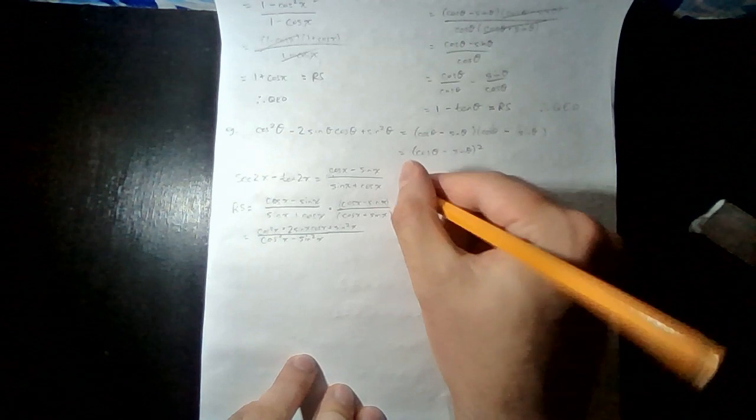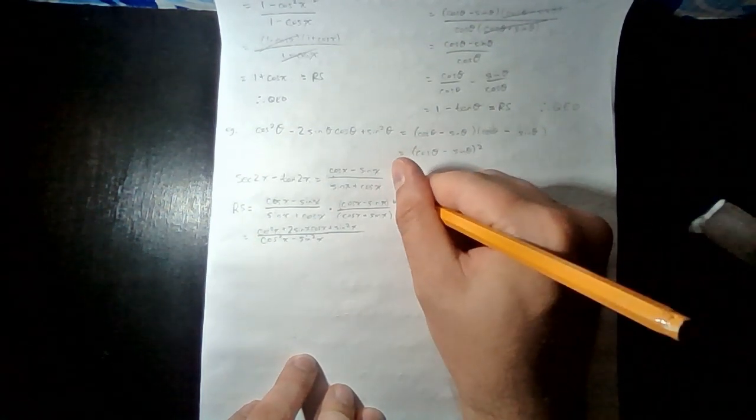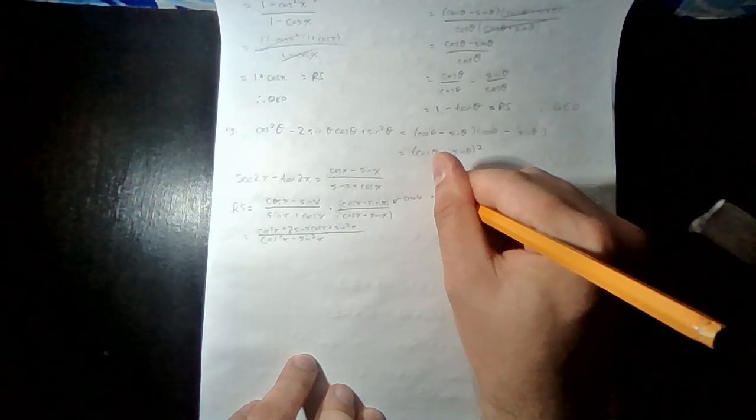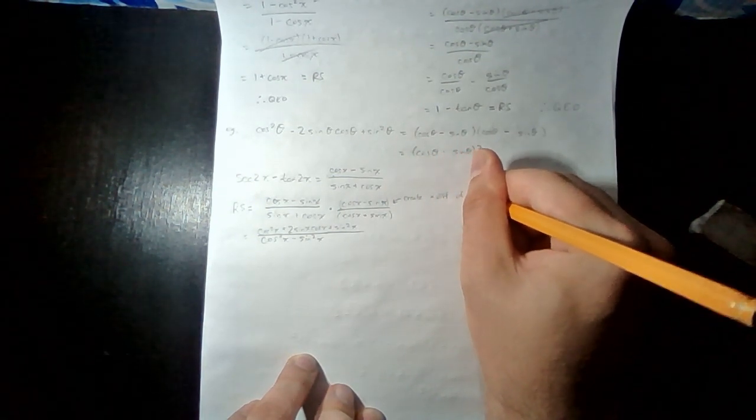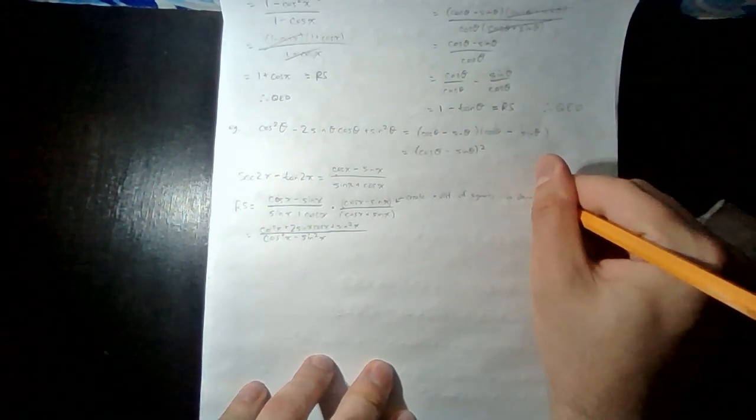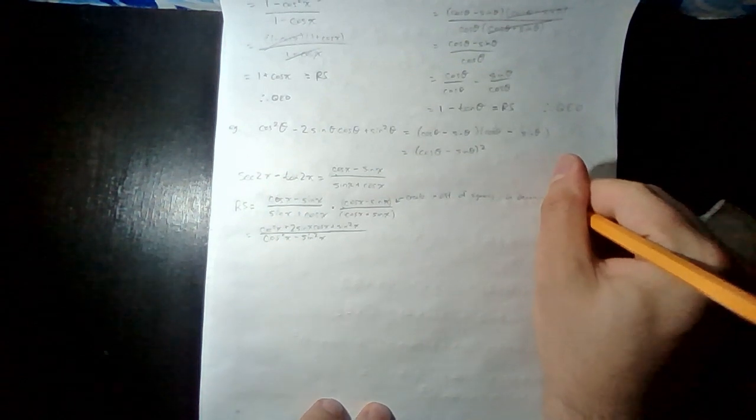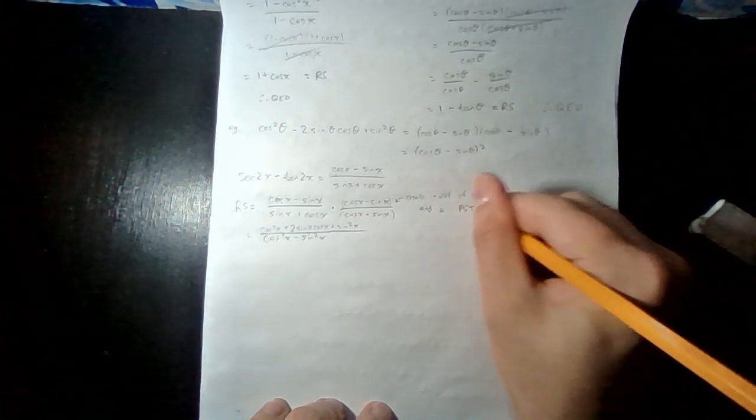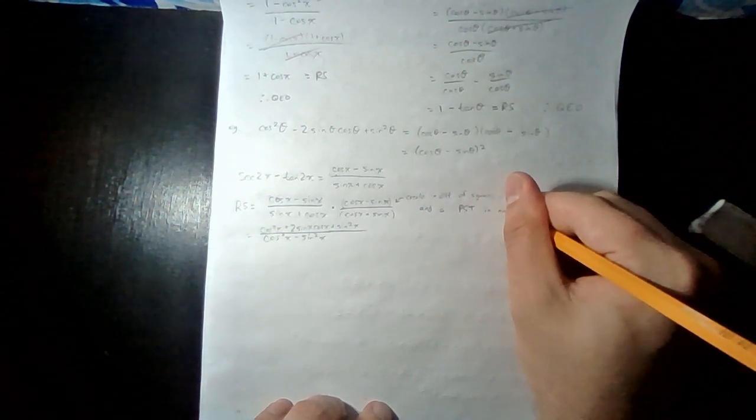So we created a difference of squares in the denominator and a perfect square trinomial in the numerator.